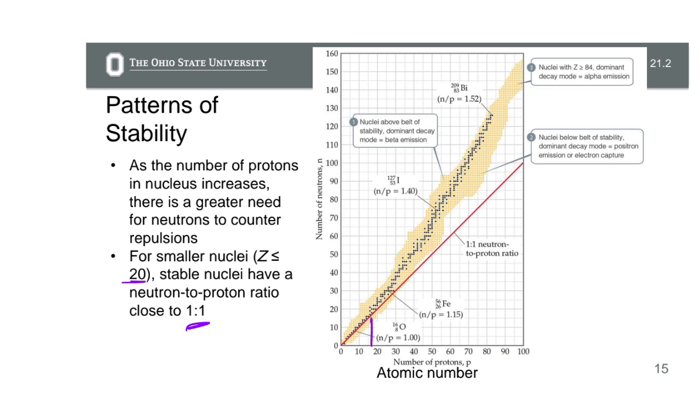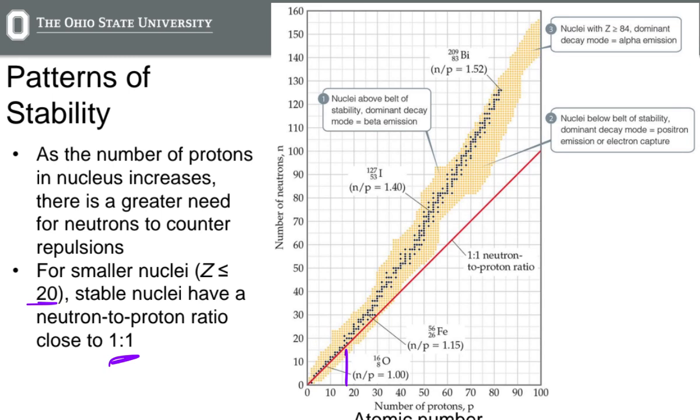Okay, so this red line in this figure shows a 1:1 ratio of neutrons to protons, and that does matter. You can see that initially the stable isotopes, which are in this darker, maybe blue color, follow along that red line, okay?